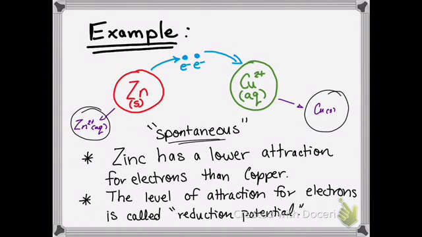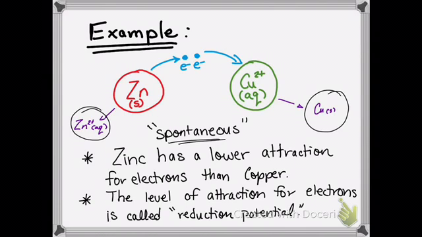That should be your question in your head. Well, zinc turns out to have a lower attraction for electrons. It doesn't necessarily want to gain electrons. I mean, all metals are losers. They like to lose electrons. But what's interesting is that between the two of them, zinc versus copper, copper has a greater ability to grab onto electrons. This level of attraction for electrons is sometimes called the reduction potential.